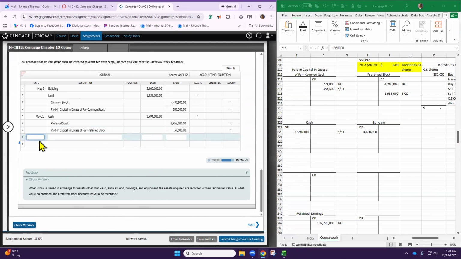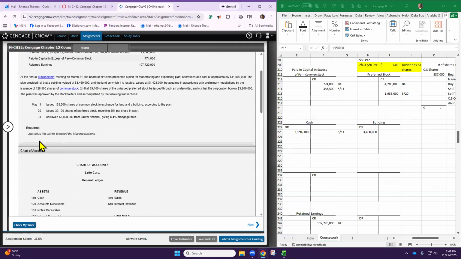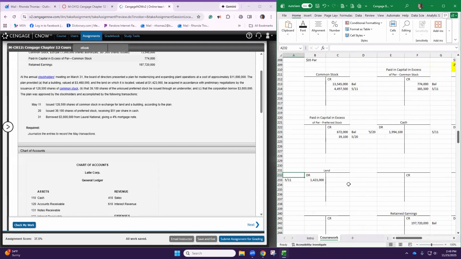And then, wow, the last entry: borrowed 3,800,000 from Laurel National, giving a 4% mortgage note. So let me add a couple things here. All right, so now we're going to get cash. So this is going to be the borrowing. So it's 531.